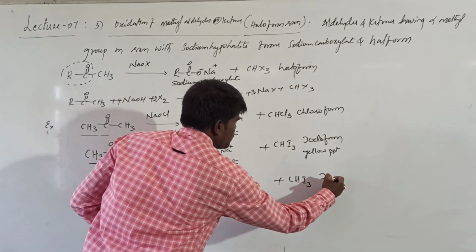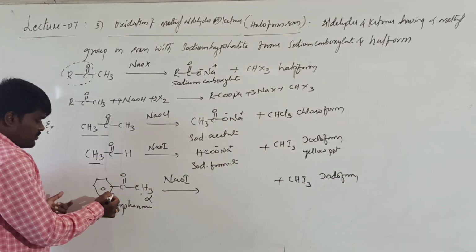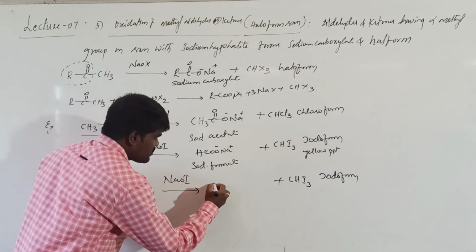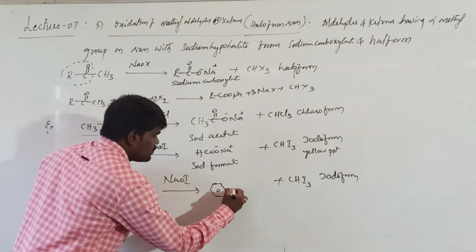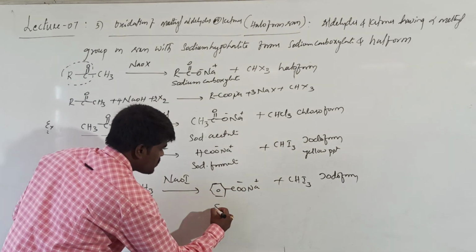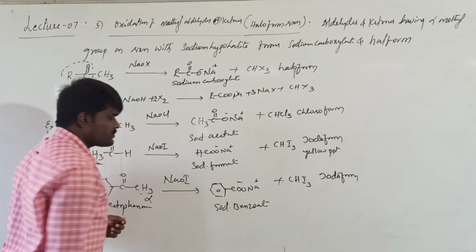So what do you get here? You get iodoform. And what will the rest convert into? Keeping this entire group constant, you need to convert this carbonyl group into carboxylic acid. So this will be converted into sodium benzoate. What do you call it? Sodium benzoate we call it.